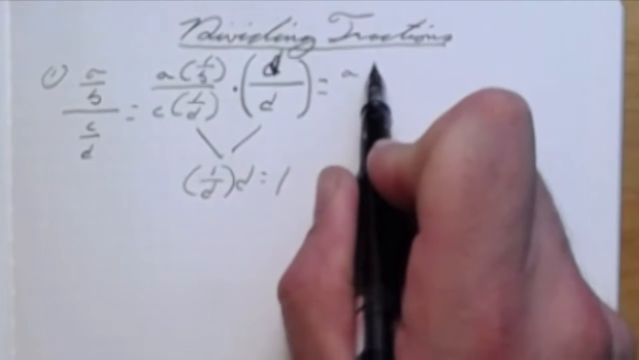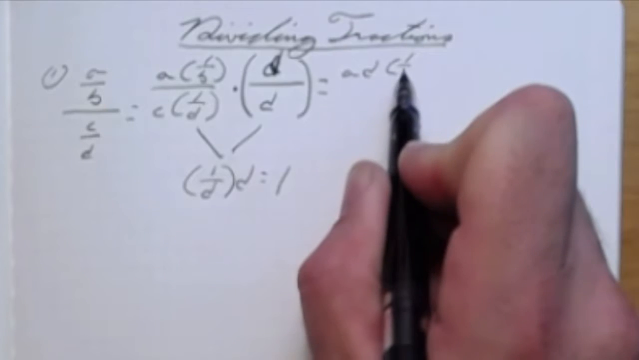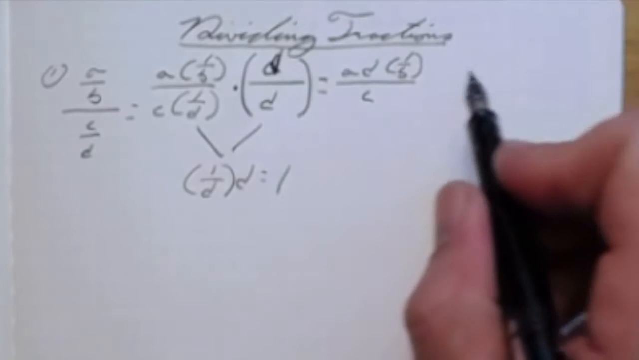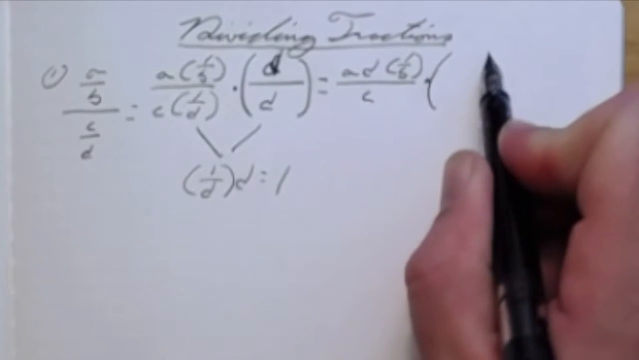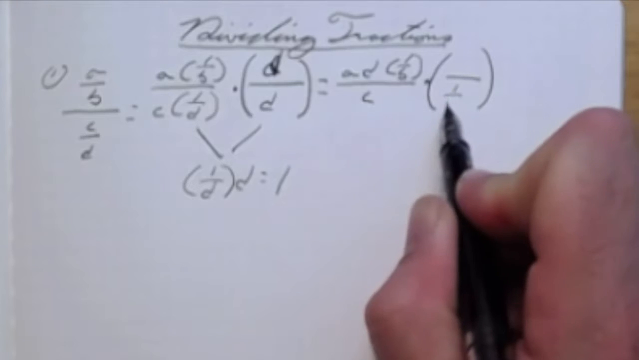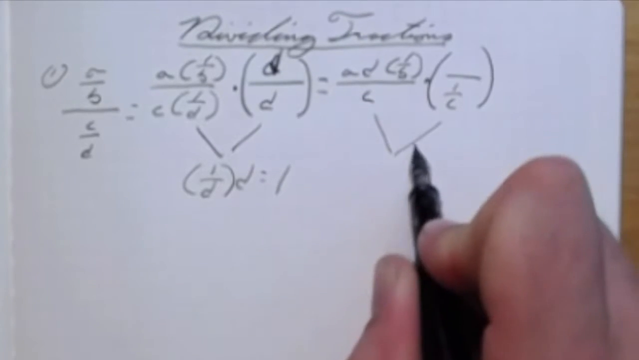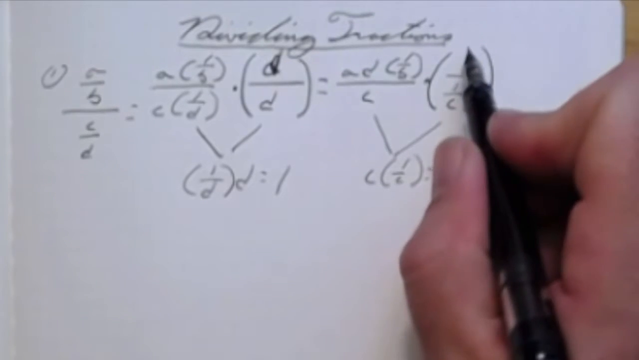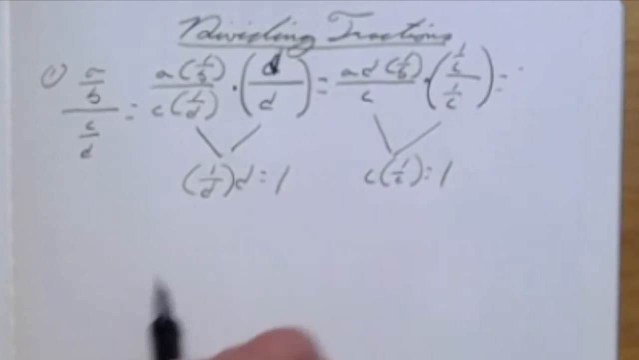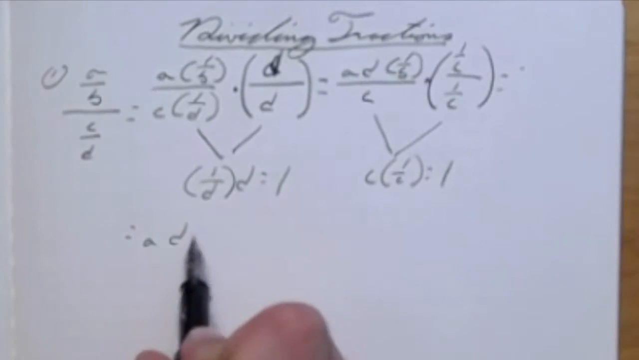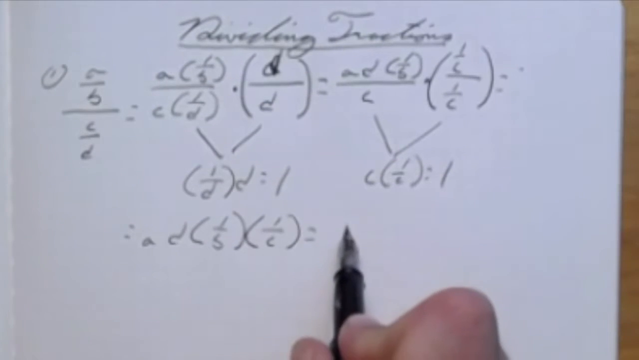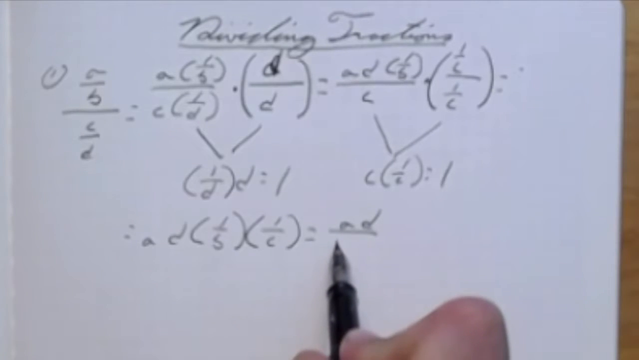That gives us a new numerator of a times d times 1 over b, all over the denominator c. Now to make this denominator go away, we're going to multiply both the numerator and denominator by 1 over c. The same applies here, where c times 1 over c is equal to 1 as long as c is not 0. This way we get a times d times 1 over b times 1 over c, which when we simplify we get AD all divided by BC.